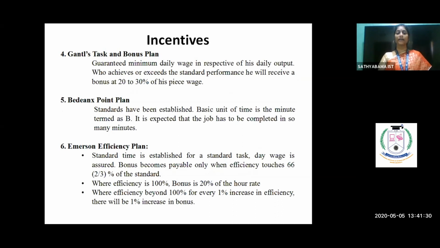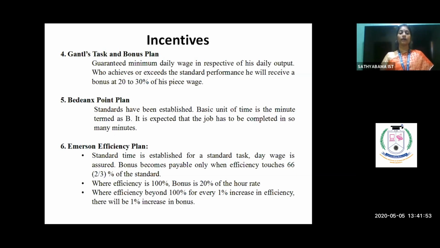Next comes Gantt's task and bonus plan. Here, a guaranteed minimum daily wage is given to the employees without any deduction. However, whoever achieves or exceeds the standard performance will be given a bonus in the range of 20 to 30% from the piece wage.